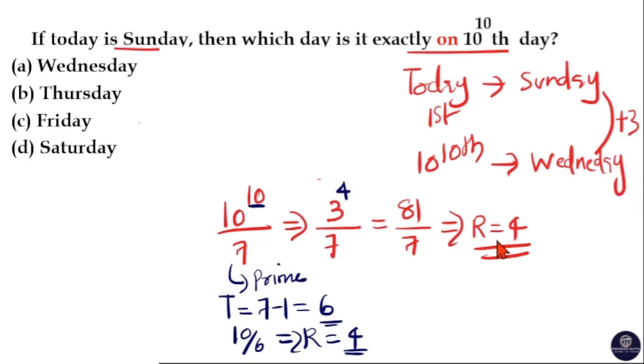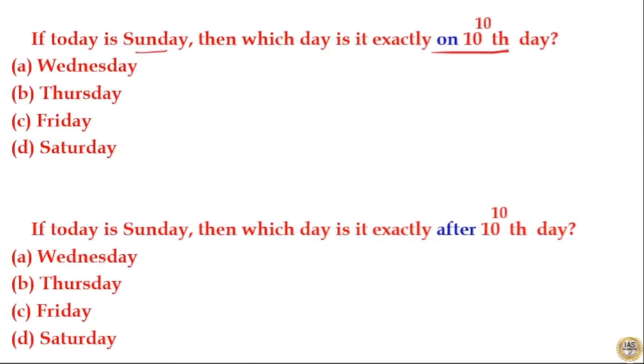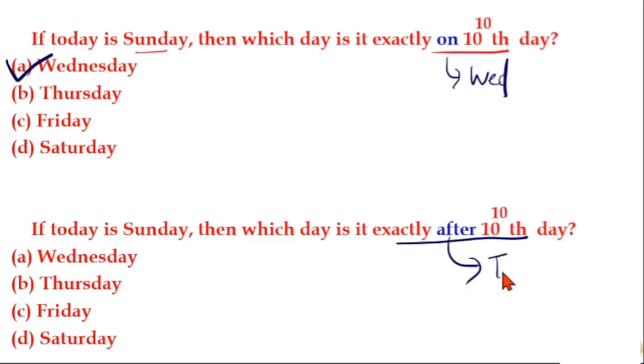Here, remainder is 4 means there are 4 odd days. So, here first odd day is Sunday, because we didn't subtract 1 from 10 raised to 10. We already included this Sunday in 10 raised to 10 days. So, first day is Sunday, then second odd day is Monday, third is Tuesday, and fourth odd day is Wednesday. Here option A is your right answer, but here this is exactly after 10 raised to 10th day. So on 10 raised to 10th day, it is Wednesday. Then after 10 raised to 10th day, it is Thursday.